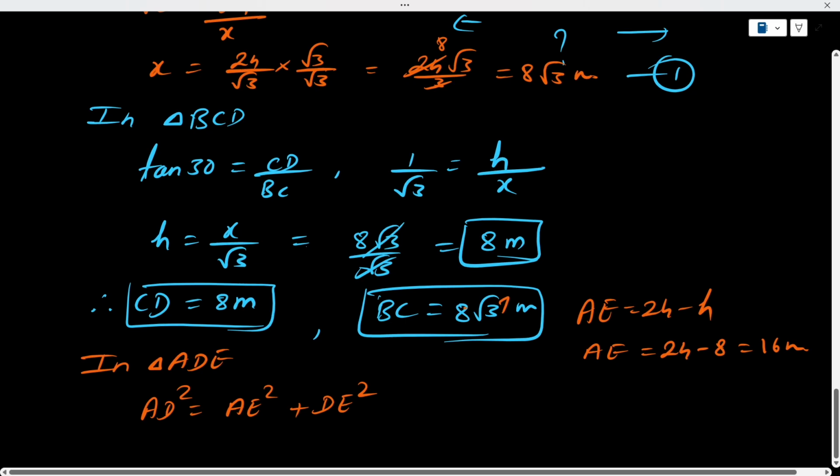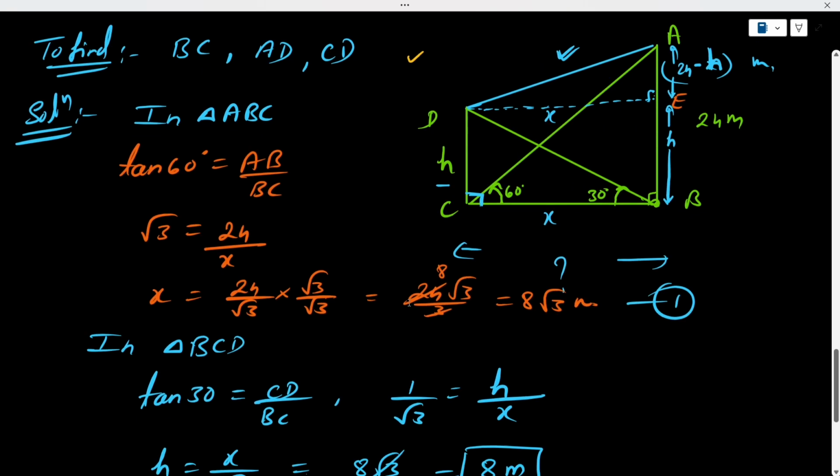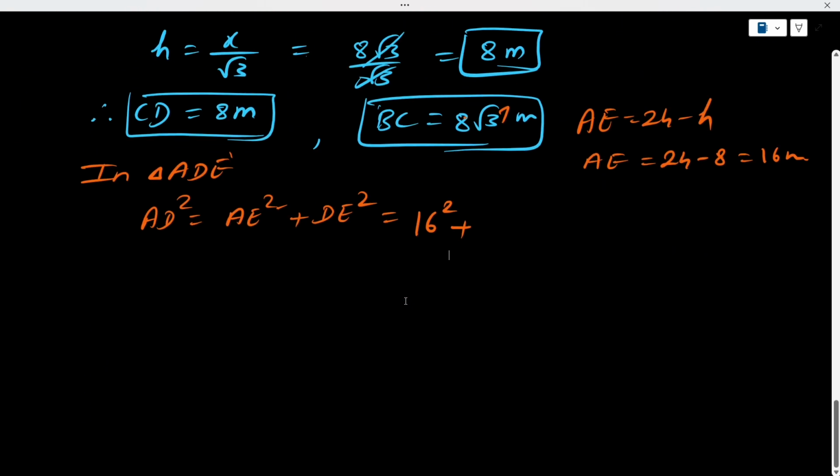So how are we going to get it here? You can substitute AE, which is 16, so I can write here 16 square, right, here 16 square plus DE is how much? DE is x and that is 8 root 3. So it is going to be 8 root 3 whole square.